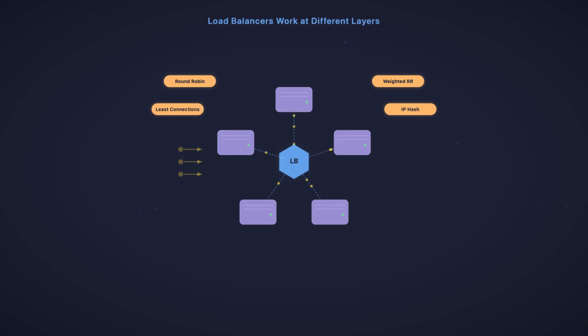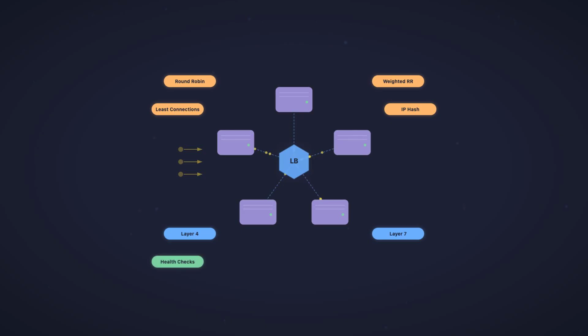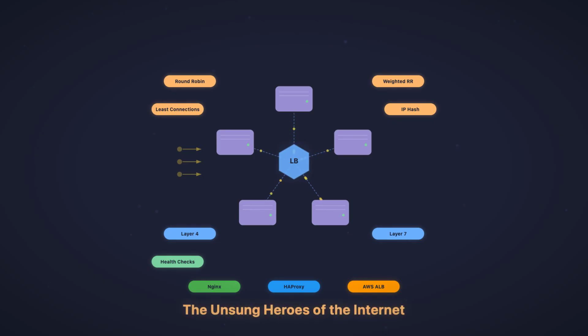We discovered that load balancers work at different layers. Layer 4 is fast and simple, routing by IP and port. Layer 7 is intelligent, routing by URL, headers, and cookies. We saw how health checks automatically detect failures and reroute traffic. No downtime, no manual intervention. And we connected it all to real tools. nginx, HAProxy, and cloud load balancers like AWS ELB. Every time you stream a video, search the web, or check your social media, load balancers are silently working behind the scenes, making sure your request reaches the right server. They're the unsung heroes of the internet.